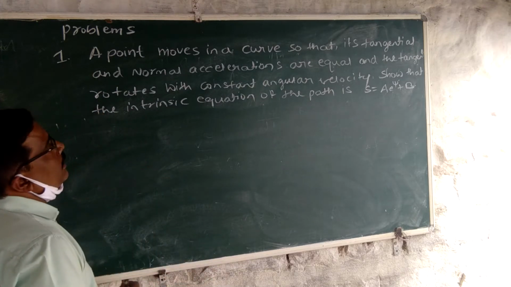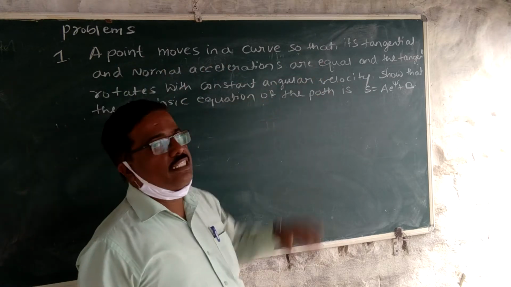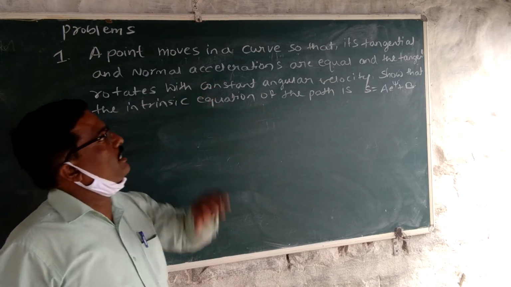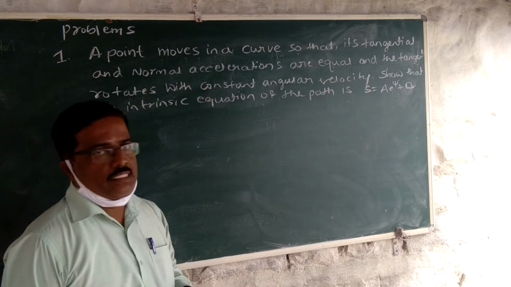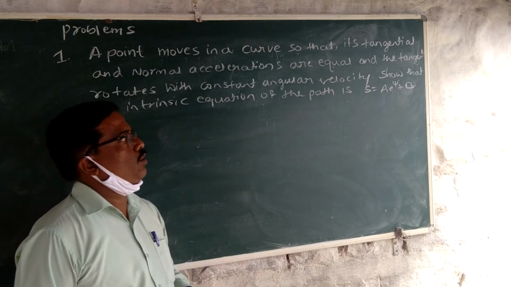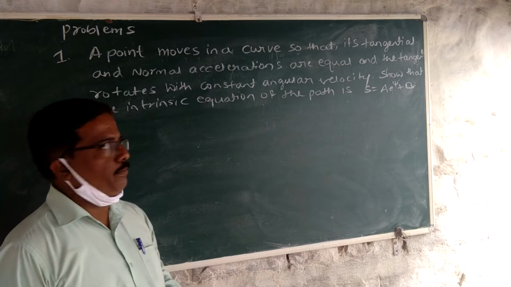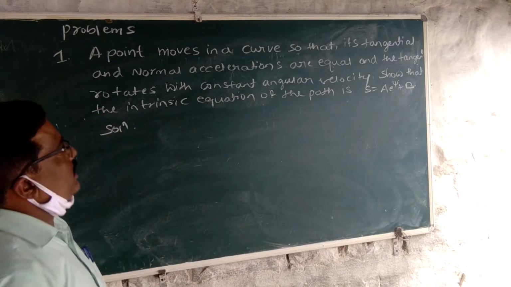Now the problem is given as: a point moves in a curve so that its tangential and normal accelerations are equal and the tangent rotates with a constant angular velocity. Show that the intrinsic equation of the path is s equals a into e raised to psi plus b. To solve this problem, first write the given equations.